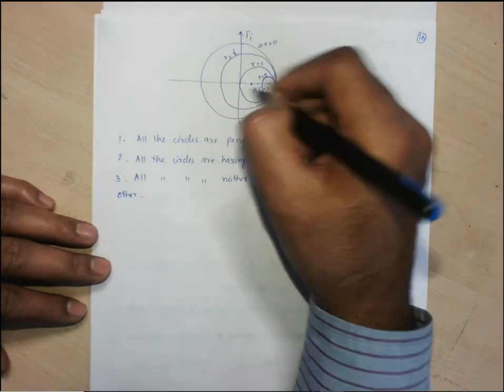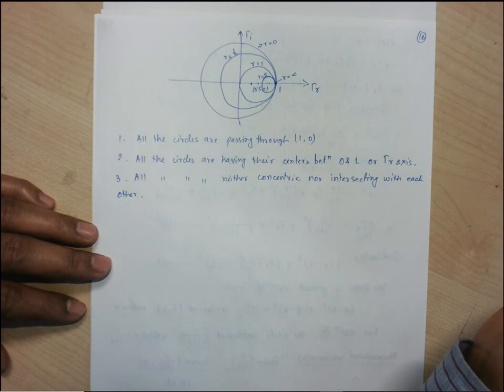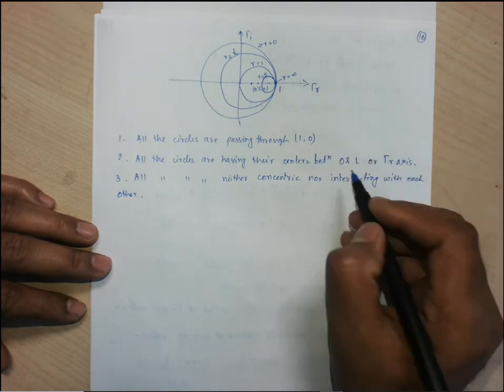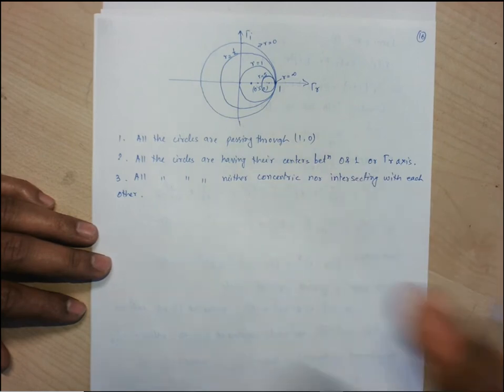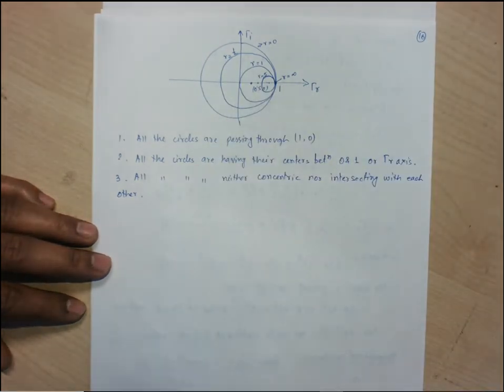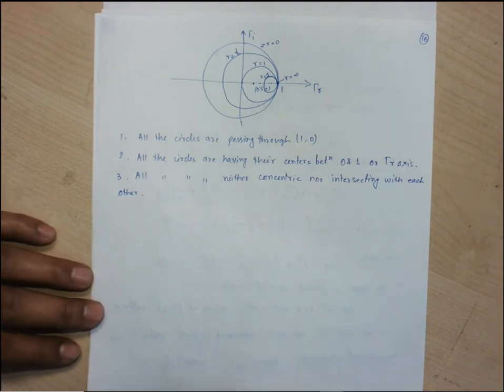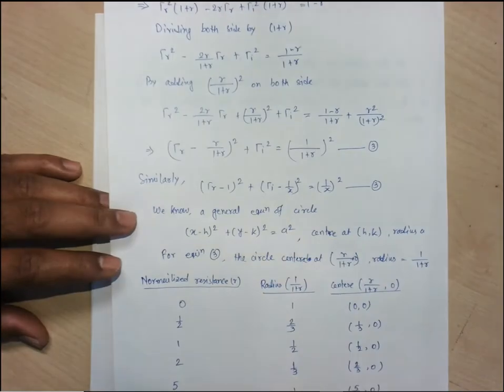Right? So all of the circles are passing this point r equals infinite, that is the open circuit point, and the radius of all of the circles has a value between 0 to 1 because we have normalized. Then all of these circles are neither concentric, that is, the center is not the same, nor are they intersecting with each other. Now let us go with this expression, that is for reactance.